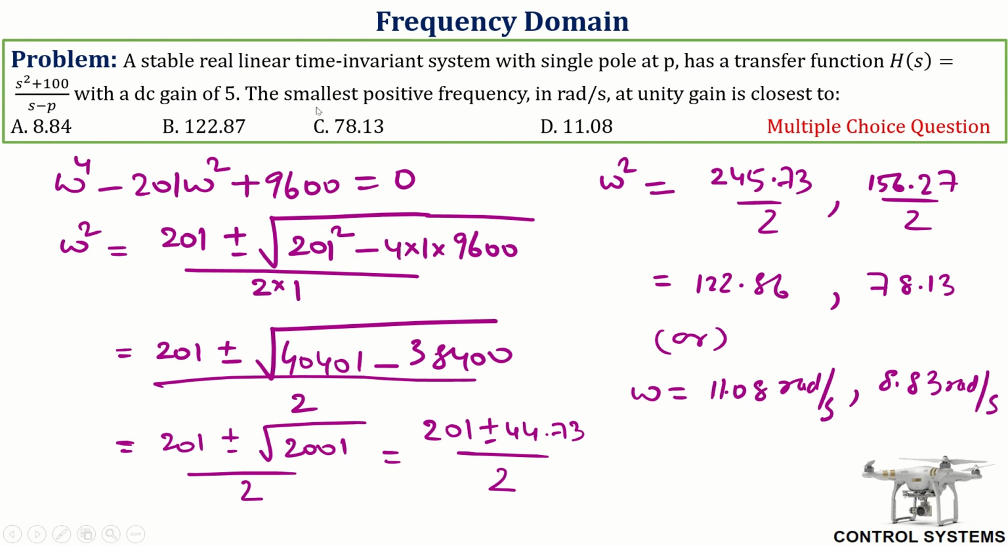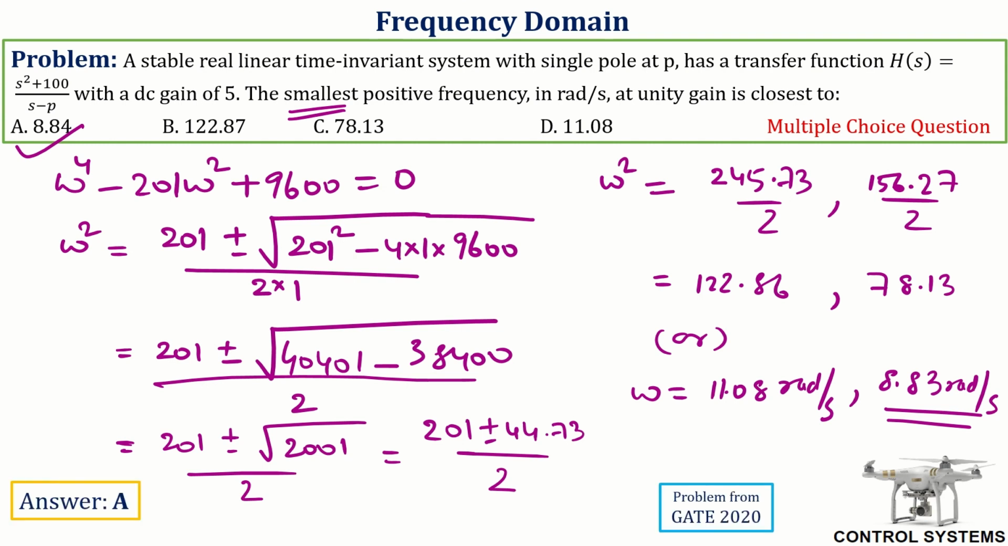As far as the question is concerned, the smallest positive frequency is being asked. So what is the smallest among 11 and 8? We have 8.83 radian per second as the smallest value. Therefore, among the 4 options which we have, we can say 8.84 is the correct answer, which is option A. And this problem is given in GATE 2020. Thank you.